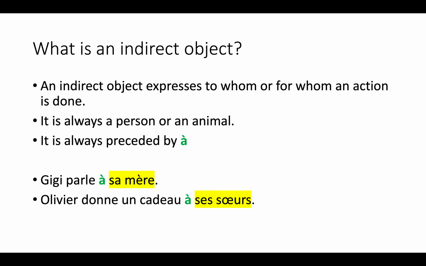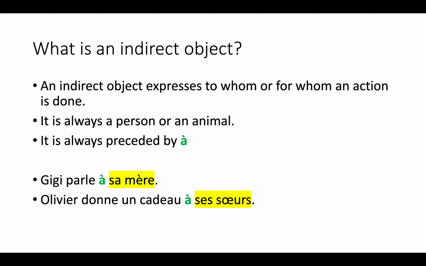So what the heck is an indirect object? An indirect object expresses to whom or for whom an action is done. It is always a person or an animal, and it is always preceded by à. Sometimes in English we have "for", but in French it's always à, which is "to". So it's the same thing in English. Indirect objects follow the prepositions to and for, like I buy a gift for my mom.